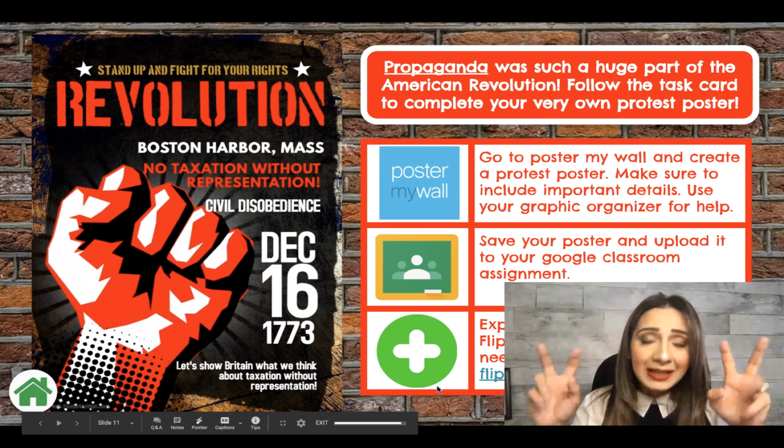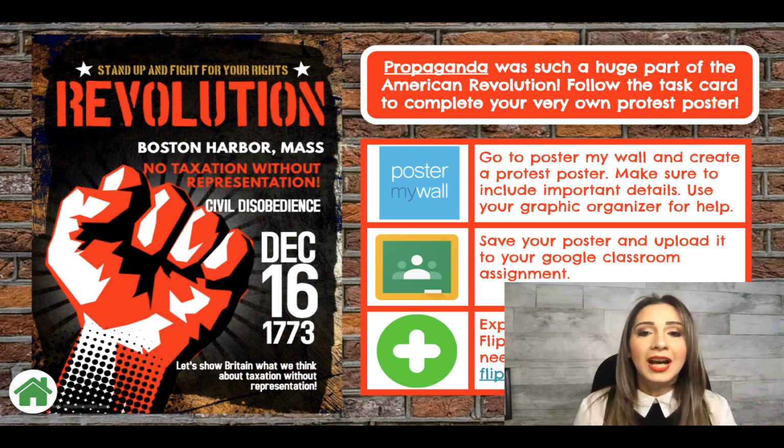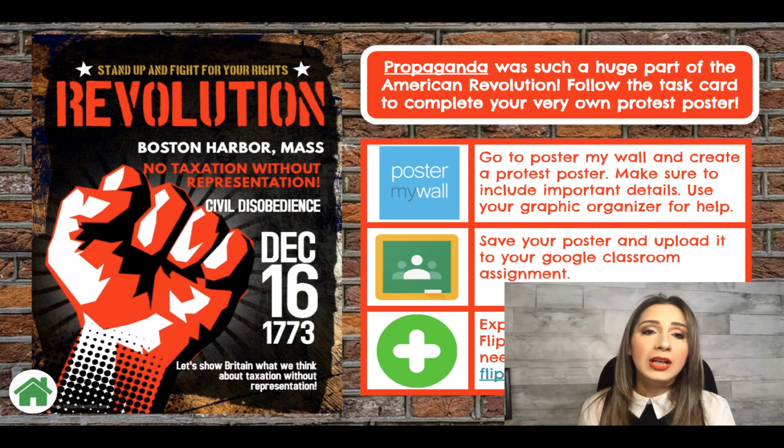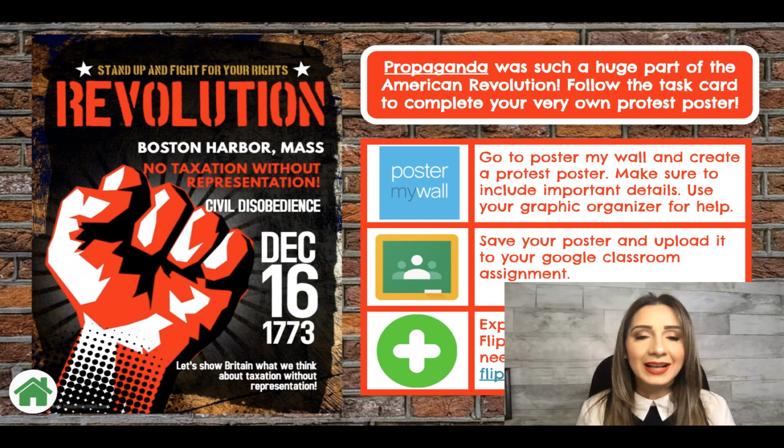Their independent practice activity, in my case here, is for them to create their own protest poster. And so I talked to them about how propaganda, when we did our initial teach, played a huge role in really gaining momentum against Britain and their economic policies. And so what I did here is I gave them a little task card. This is my task card on the right-hand side. And I give them instructions.